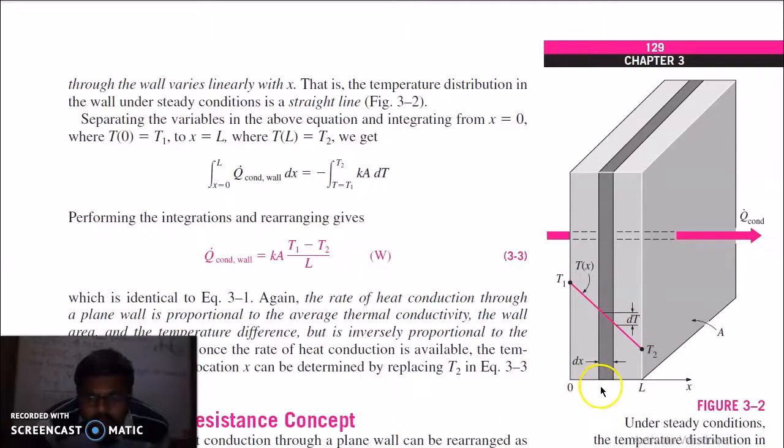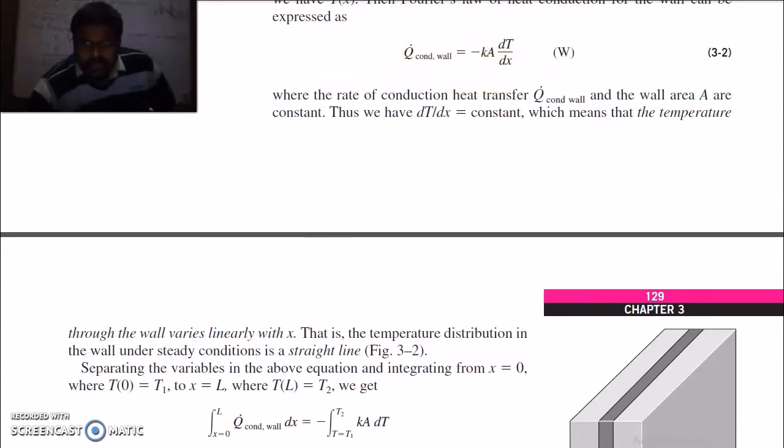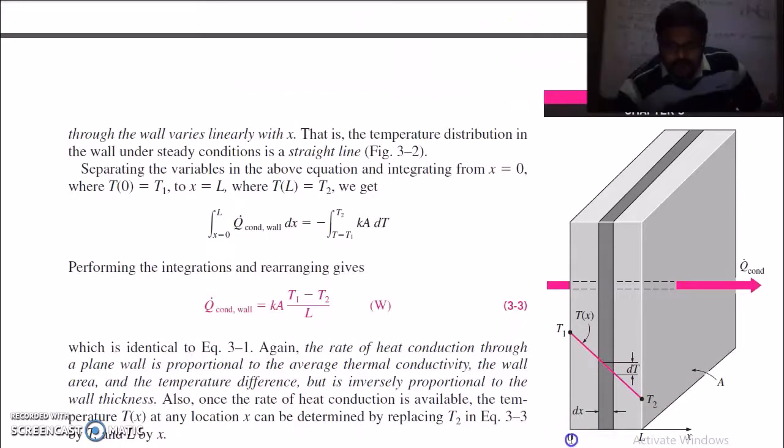Consider a wall with the thickness L and the average thermal conductivity k, with the temperature on one side T1, and on the other side T2. Thus we have dT/dx is constant, which means that the temperature through the wall varies linearly with x. So integrate this equation for x equal to 0, where T(0) is equal to T1, and x equal to L, where T(L) is equal to T2. So on integration you will get this equation.